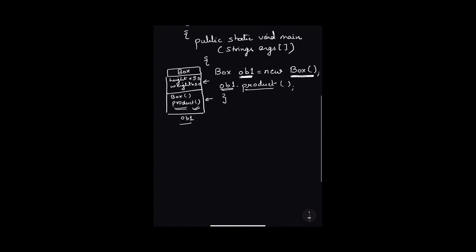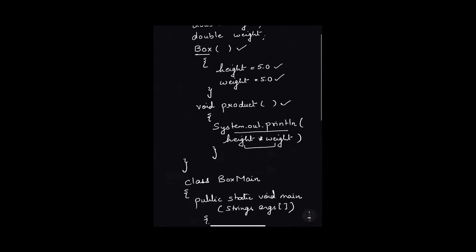Now let us see, both the values of the parameters height and weight are available. So in the product method, the output will be 5.0 into 5.0, it will be 25.0. So I hope you have understood what a default constructor is. Another thing is, if we do not have this default constructor in the program, my class calls a self constructor which assigns the value of height and weight as 0.